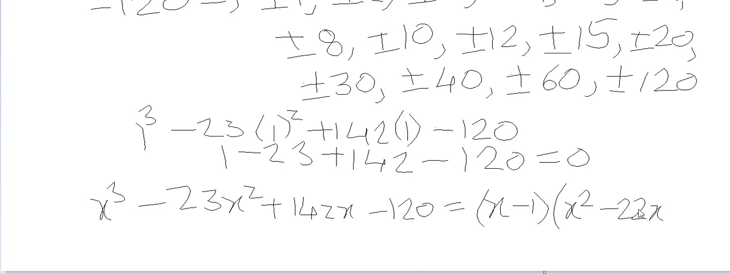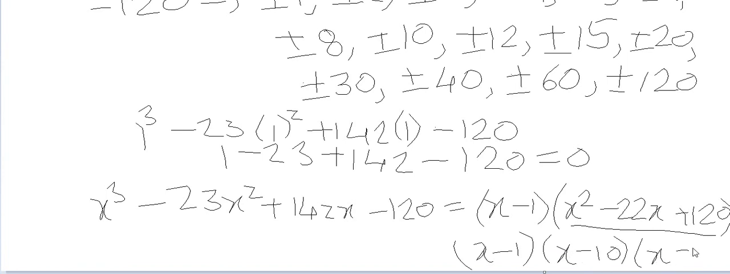And then multiply this by this. So we have plus 22x, but we need 142x. So we will add 120x from our side. So now we have factorized this polynomial. Now we can further factorize this polynomial by either the splitting method or the factor theorem method. So by further factorization we get x minus 1 into x minus 10 into x minus 12. That's how we factorize a cubic polynomial.